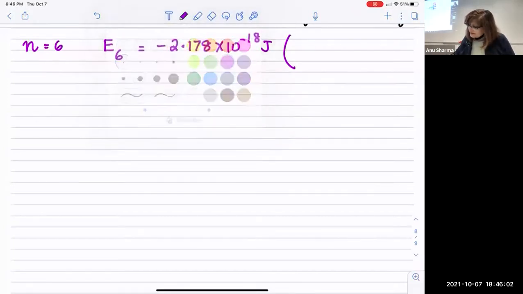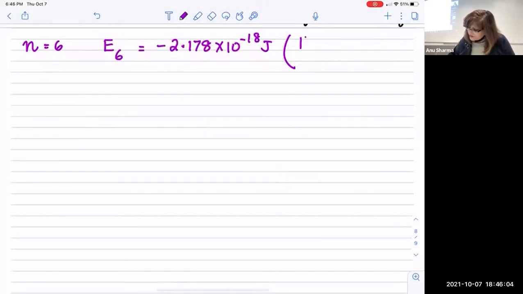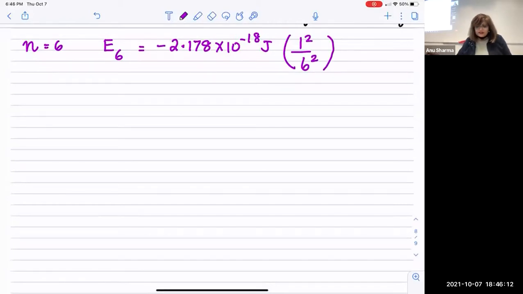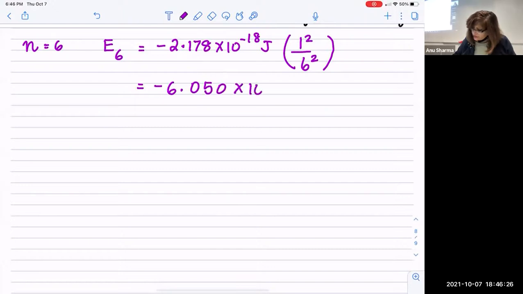Anyways, so here comes the Z square over N square. So Z square is 1 square over N square. N square is 6 square. N is that integer, how far it is, that's what it means. So when you solve this whole thing, it comes out to be negative 6.050 into 10 to the power negative 20 joules. Okay, so this is one piece.